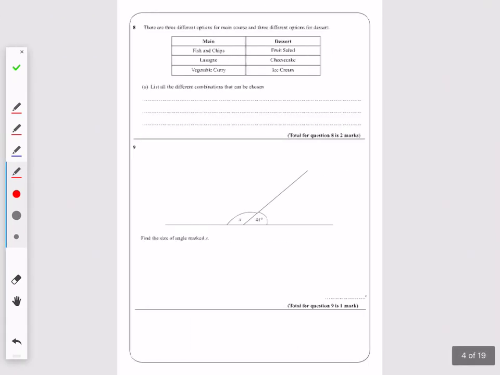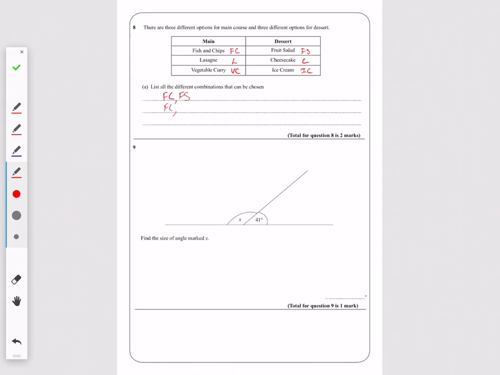Question 8. It says there are 3 different options for a main course and 3 different options for dessert. List all the different combinations that could be chosen. So fish and chips I will call FC, lasagna L, vegetable puree VP, fruit salad, cheesecake and ice cream.